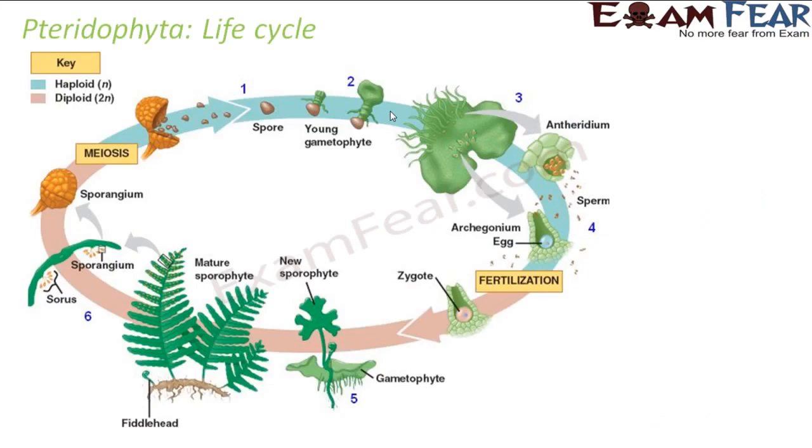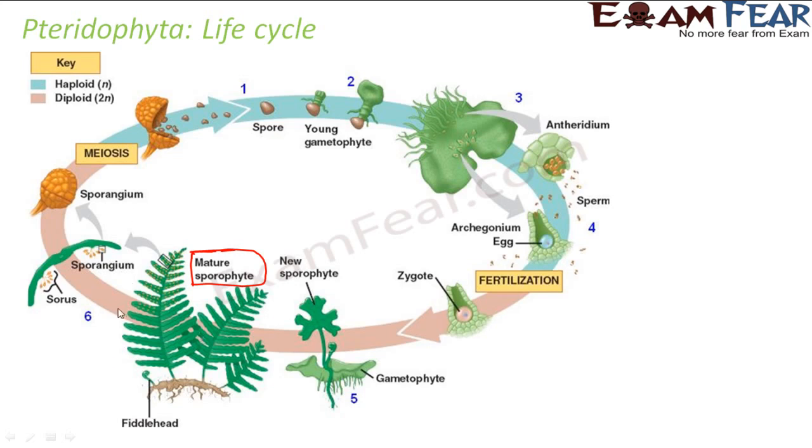Clear? So now with this idea about the structure, let us talk about the life cycle of a pteridophyte. So here we are talking about the life cycle of a fern. So which is the plant here? Plant is the sporophyte. So here if you see, this is the mature sporophyte. So mature sporophyte is nothing but the plant itself. So these are the ferns.